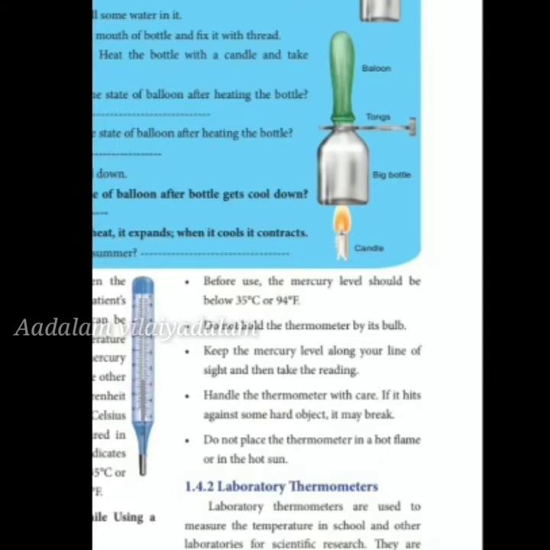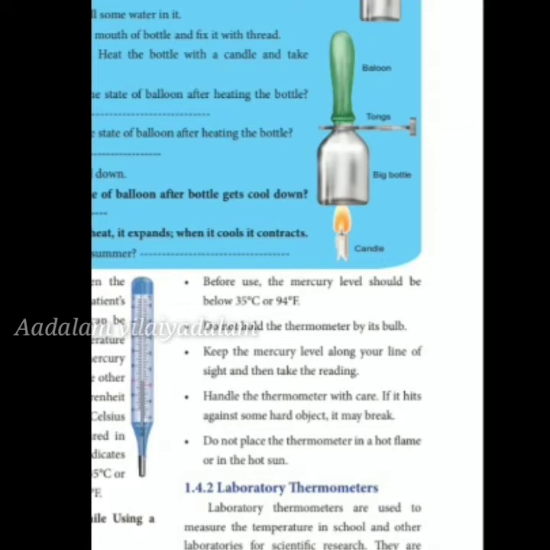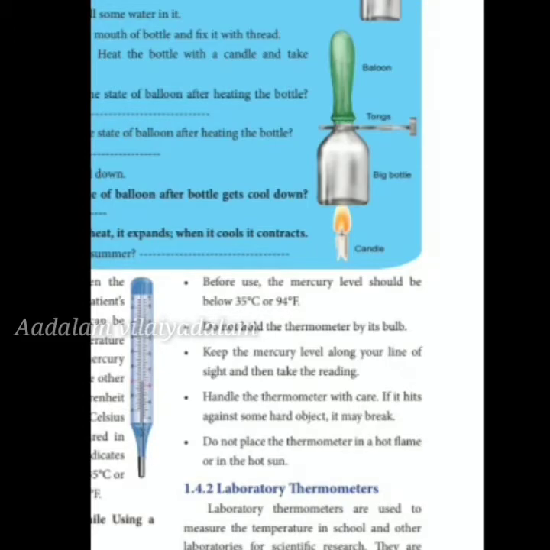Do not hold the thermometer by its bulb. Keep the mercury level along your line of sight and then take the reading. You have to keep the thermometer near your eyesight and see the reading. Handle the thermometer with care. If it hits against some hard object, it may break, because it is made of glass. Do not place the thermometer in a hot flame or in the hot sun. It will break because of the heat.